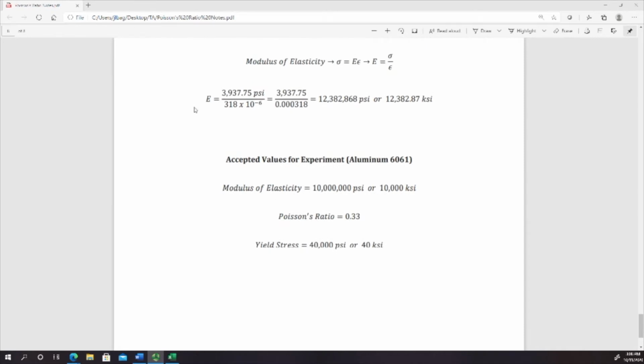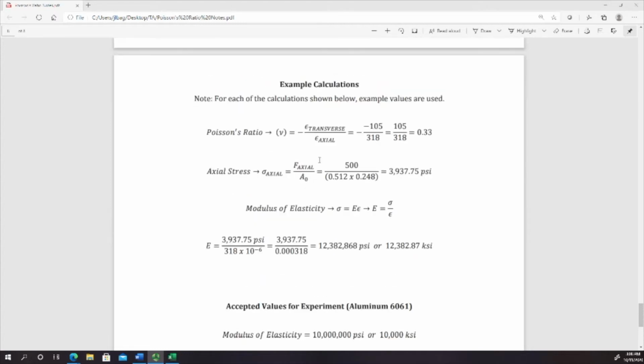So the third thing that we'll be calculating through the experiment is our modulus of elasticity. Since stress is equal to modulus of elasticity times strain, then our modulus of elasticity is stress divided by strain. Therefore, once we find our stress value at a particular load, that value is our axial stress term. And then our strain value, which will be our axial strain value because we're looking at the axial force direction, is 318 times 10 to the minus 6.